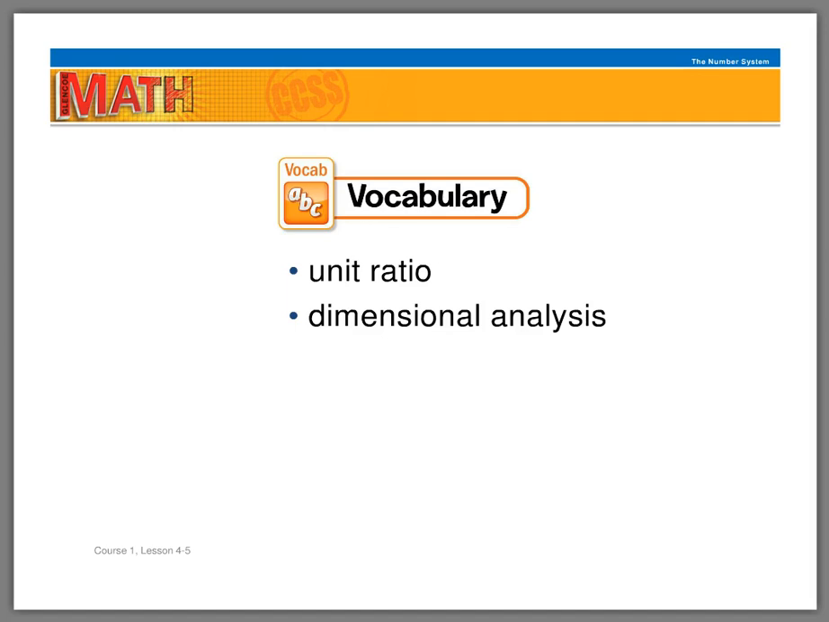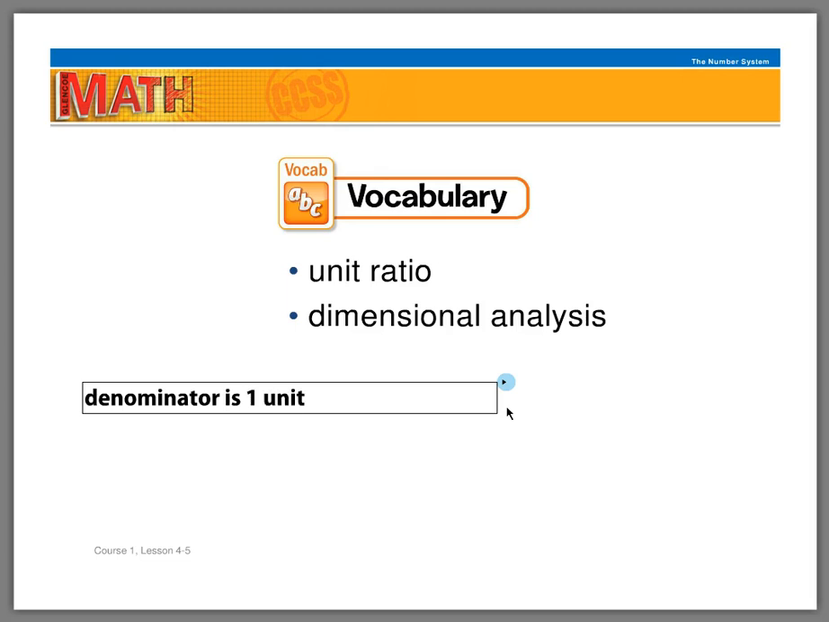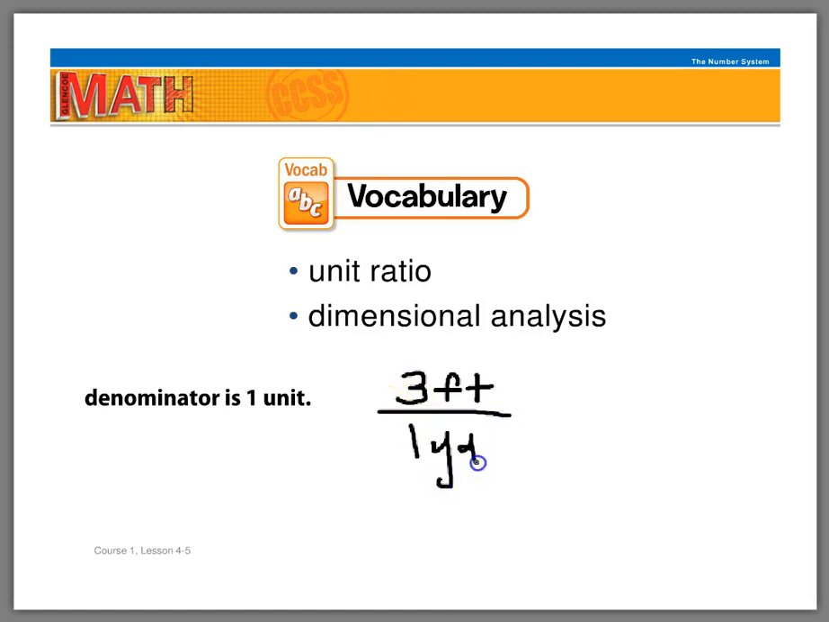So we have two vocabulary words today. The first one is unit ratio. Now a unit ratio is when the denominator is 1 unit. That's your unit ratio. So if I have 3 feet in 1 yard, so 3 feet is equal to 1 yard. That is a unit ratio. The denominator is 1.